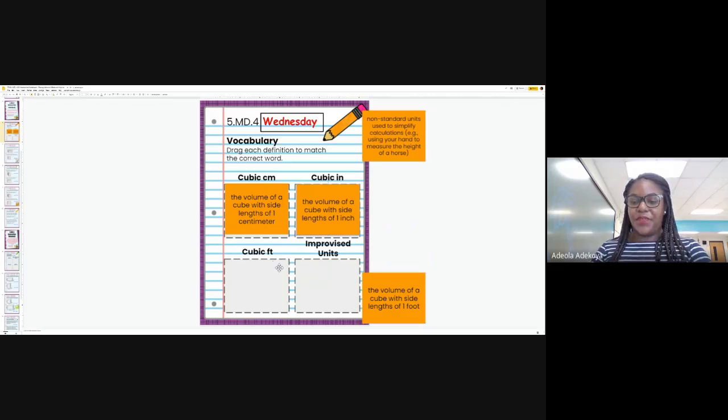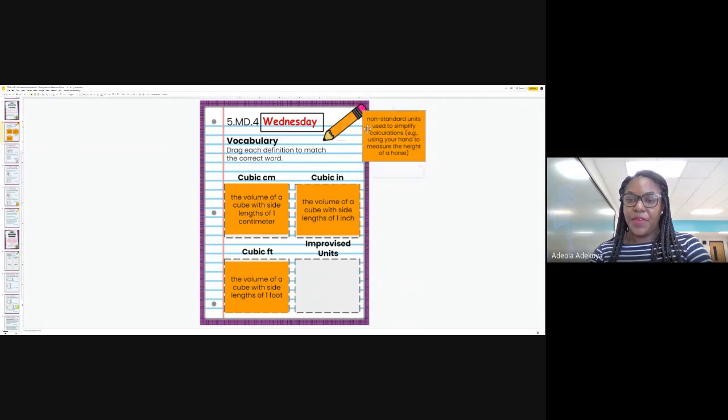And for cubic feet, at least the sides would be in feet as well. This is when the volume of a cube has the length, the width, and the height in feet.